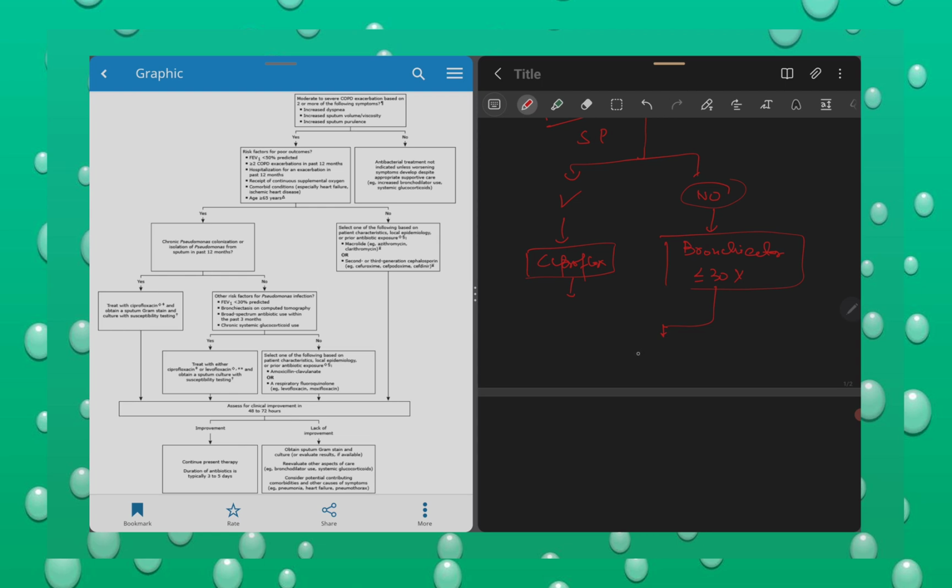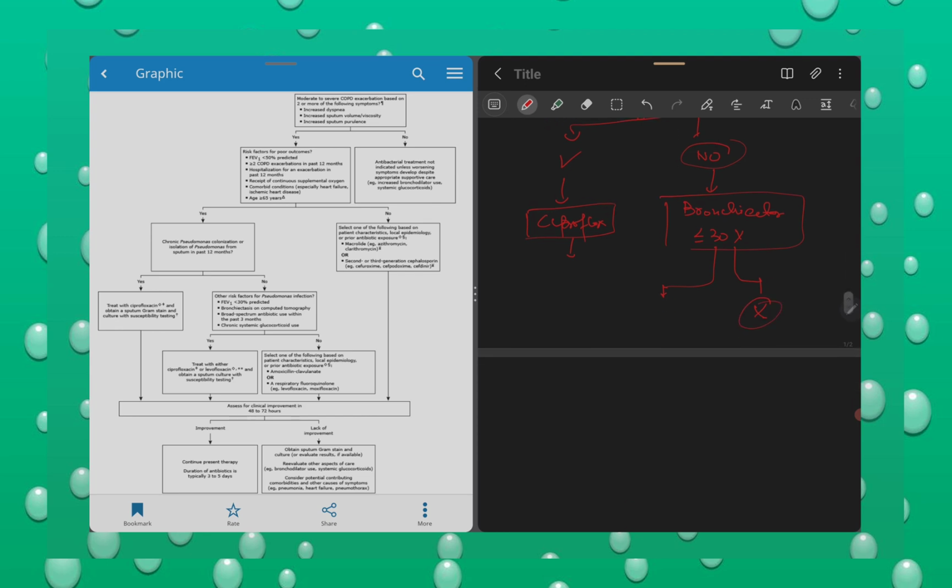We use ciproflox or levoflox, and if these factors are not fulfilled, then we use either amoxiclav or another respiratory fluoroquinolone, levoflox or moxiflox. So using amoxiclav is not bad, but if it is used, it is to be used when you have ruled out every possibility, every case scenario in which Pseudomonas infection could have been the cause for this exacerbation.